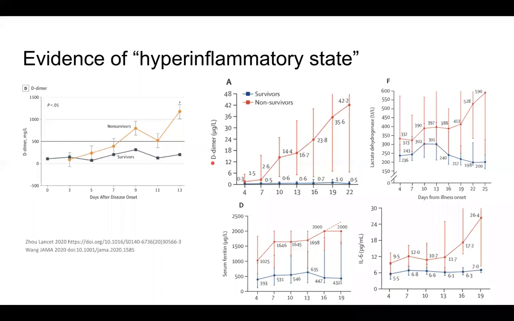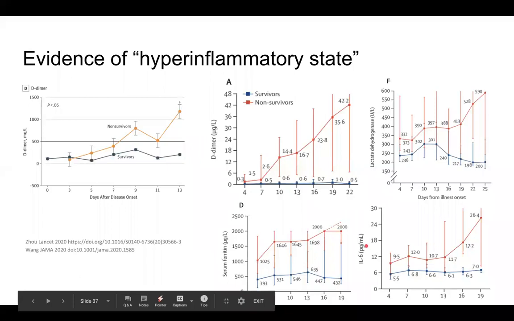On the right side, again, this was from another one of the cohorts, and they looked at it. Here you can see the separation of D-dimer, LDH, ferritin, and IL-6 in survivors versus non-survivors. Next slide.